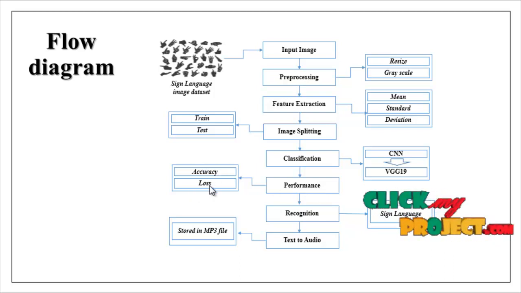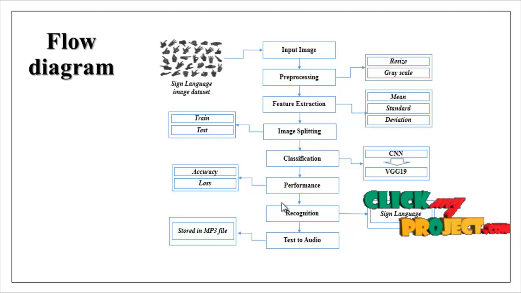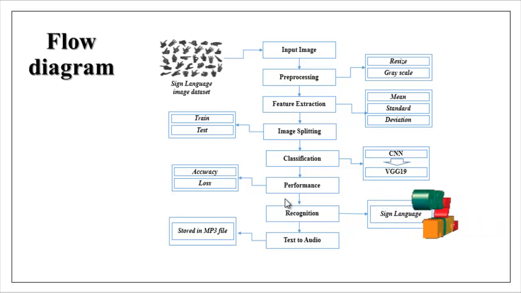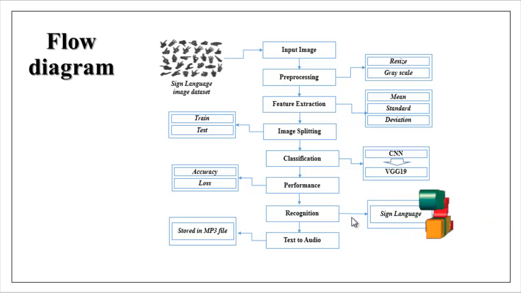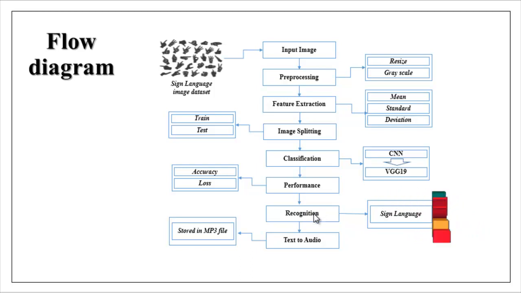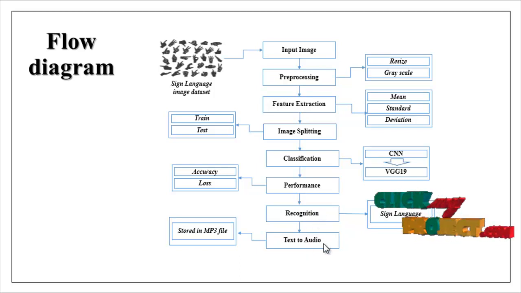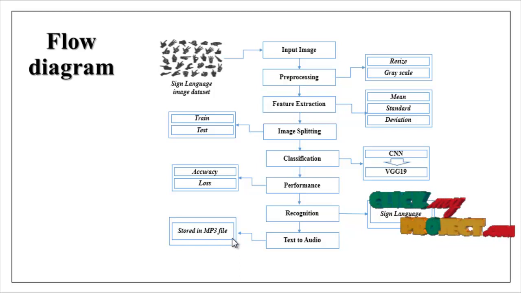Accuracy must be high and loss must be low. Accuracy, in a sense, is the overall prediction in terms of percentage. Then recognize it. So this is the final step. Here we recognize the input sign language, then text to audio. The recognized text is converted to audio output and the audio will be stored in an MP3 file. This is the flow of our project.